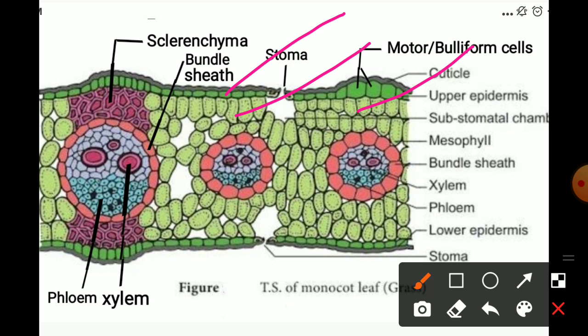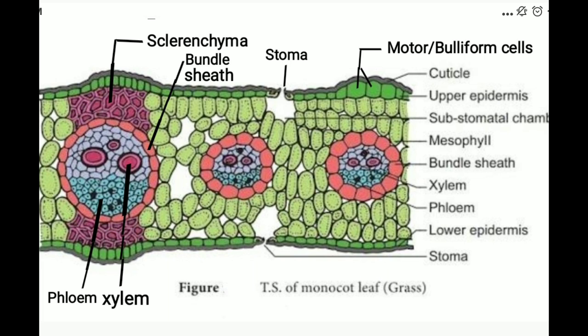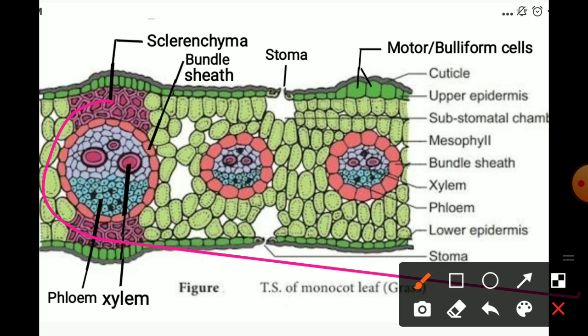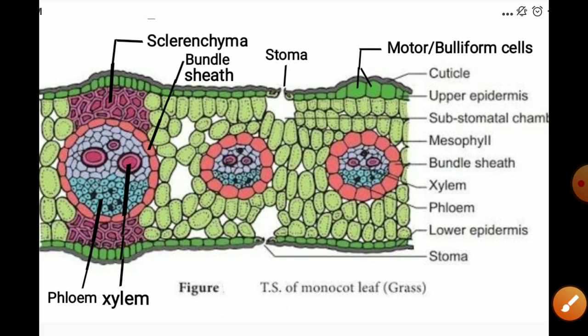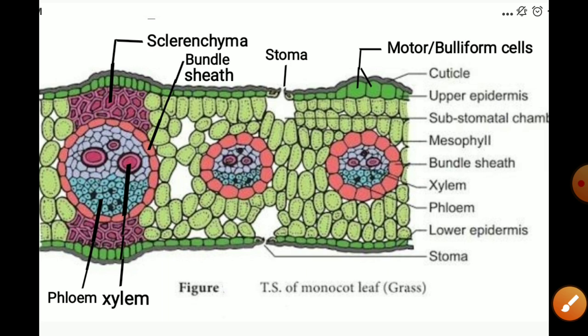Now, in addition to the mesophyll, if we observe the internal structure of the leaf, it shows the vascular bundles in it. Suppose over here, this is the vascular bundle of the main vein. This is the main vascular bundle, and this is the vascular bundle of the side vein running parallel along the length of the leaf.